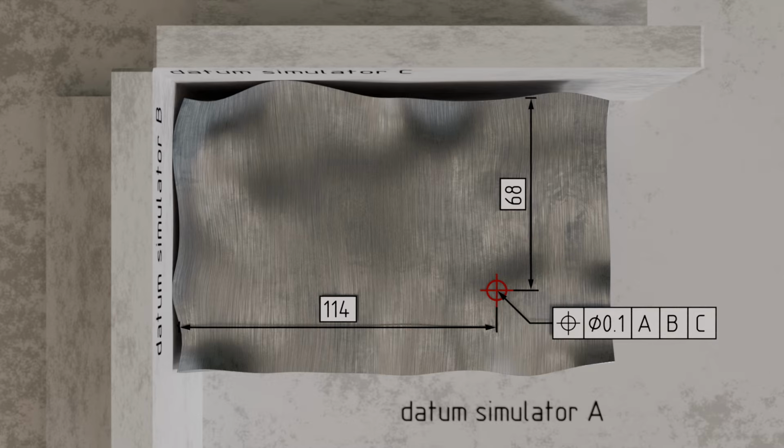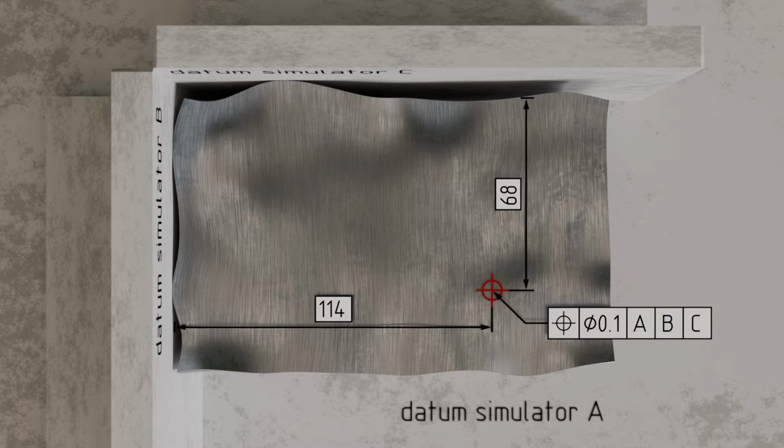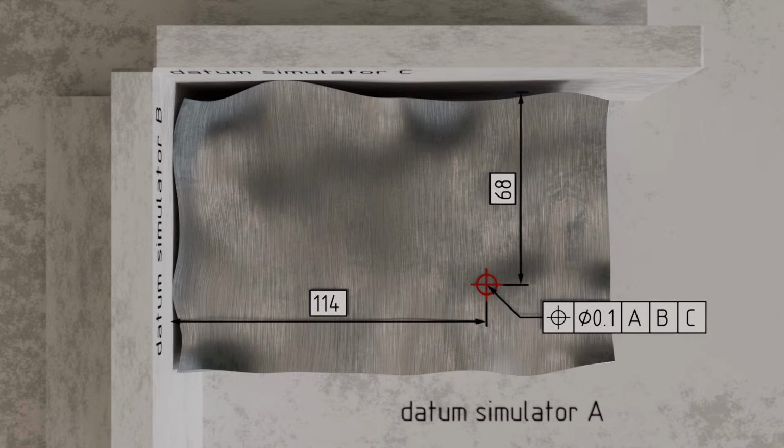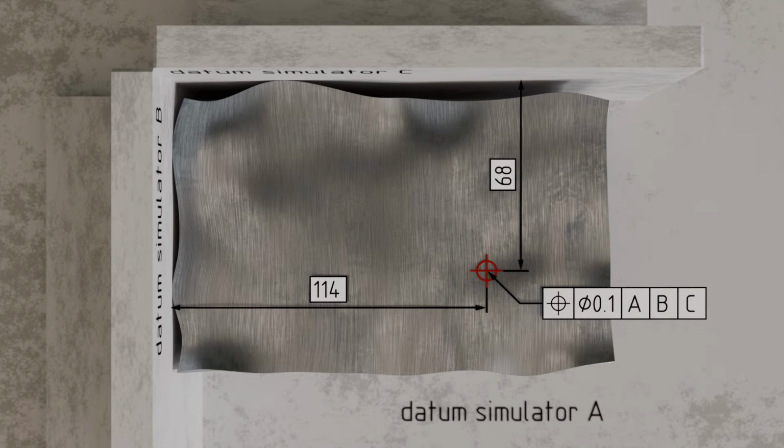The basic dimensions shown in the drawing, that is, the theoretically exact dimensions of the position of the whole center line or the axis of the tolerance cylinder, refer precisely to this datum system. This means that the specified basic dimension of 114 mm is to be measured from datum simulator B. Accordingly, datum simulator C serves as the reference surface for the basic dimension of 68 mm. The position of the ideal whole center line, or the axis of the tolerance cylinder within which the actual whole center line must lie, is now clearly defined.